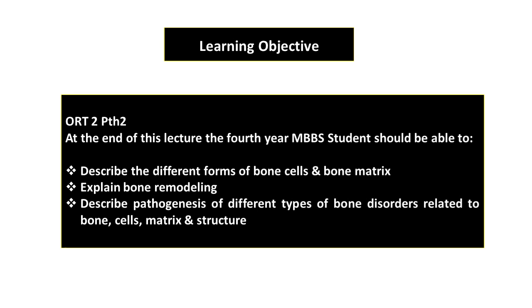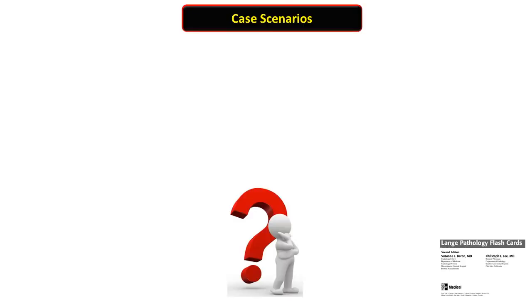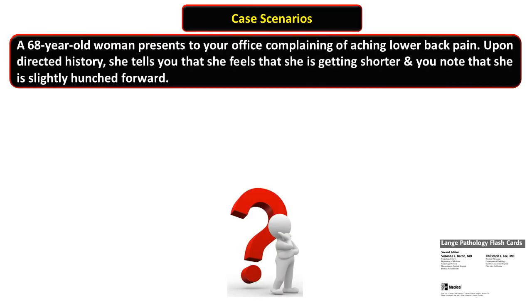The learning objectives for today's lecture are almost the same as the previous one. We have covered learning objectives 1 and 2 almost completely. That is, describe the different forms of bone cell and bone matrix, and also explain the bone modeling and remodeling process. To some extent, we have also discussed the pathogenesis of bone disorders, and today we are going to continue this pathogenesis. By the end of this lecture, you will be able to interpret the following clinical scenarios.